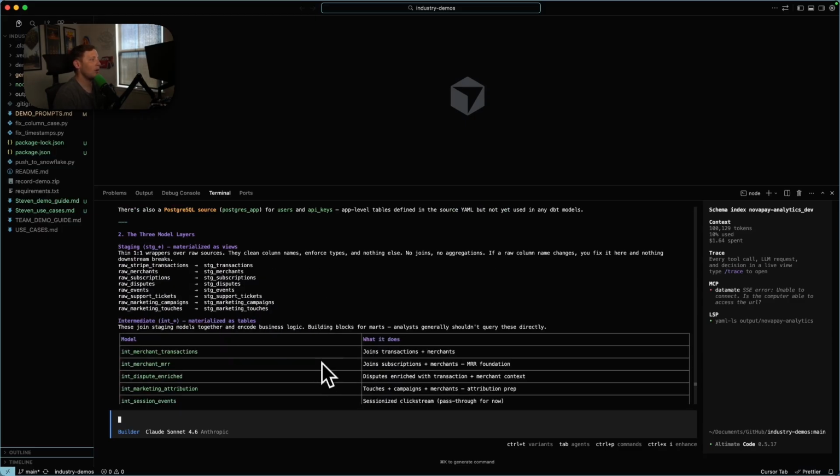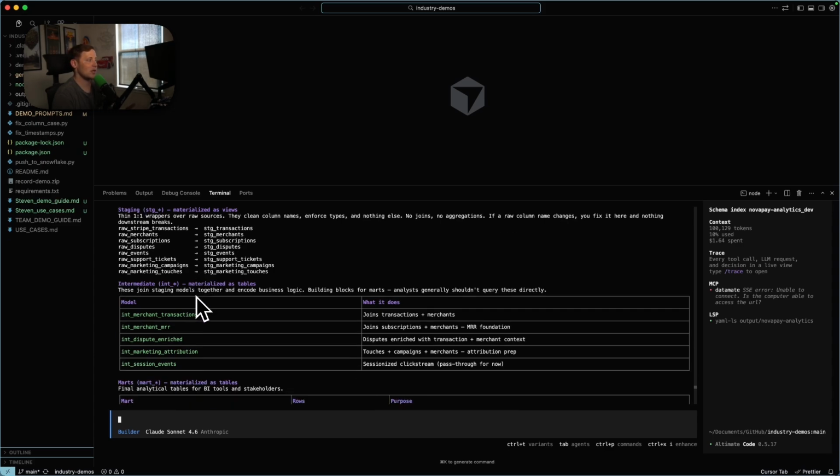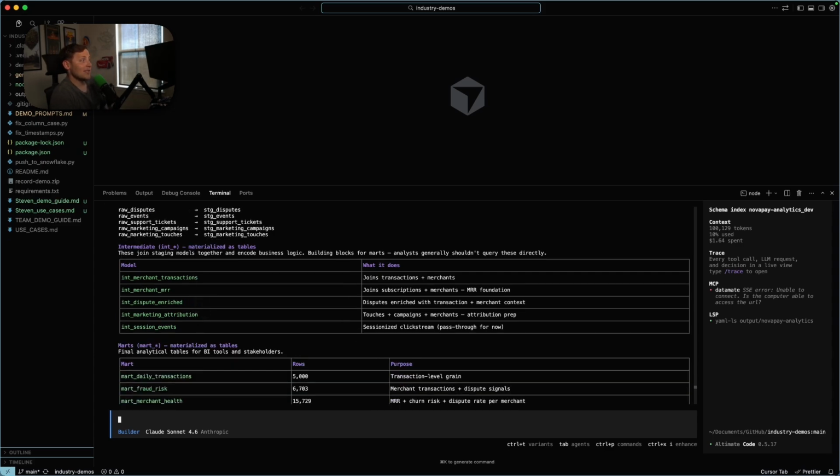So then the 3 model layers. The staging has just one-to-one wrappers over raw sources, which is pretty normal in your DBT projects. So going from the raw Stripe transactions to staging transactions, so on and so forth there. We'll skip over that. Intermediate, which are materialized as tables. These join staging models together and encode business logic. So building blocks for marts. Analysts obviously don't generally query these directly. And so we have our intermediate merchant transactions that joins transactions and merchants. Intermediate merchant MRR, which joins subscriptions and merchants, which is the MRR foundation. Intermediate dispute enriched, so disputes enriched with transaction and merchant context, so on and so forth there, right?